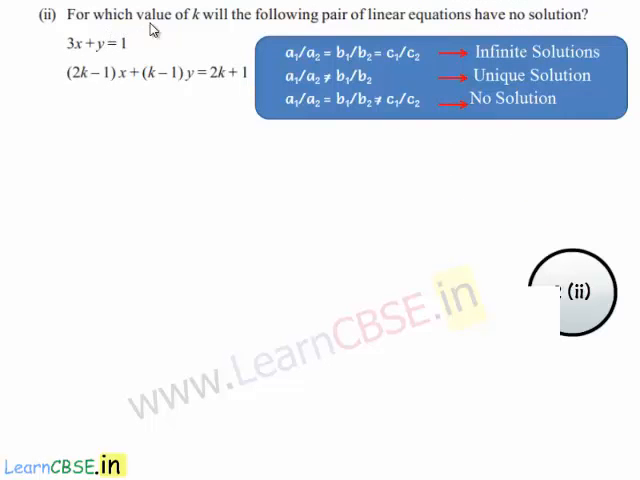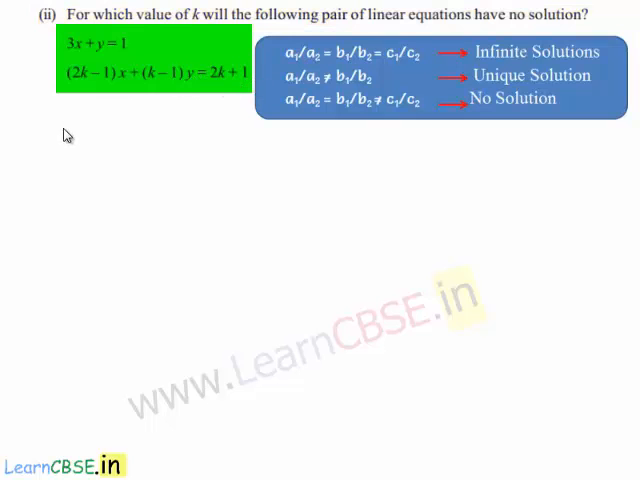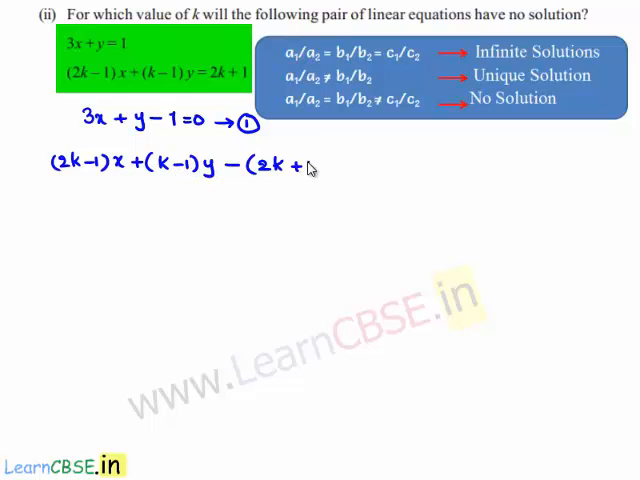Coming to the second bit, for which value of k will the following pair of linear equations have no solution? The first linear equation given is 3x plus y is equal to 1, and the second equation is 2k minus 1 times x plus k minus 1 times y is equal to 2k plus 1. So the given equations can be written as 3x plus y minus 1 is equal to 0, this is equation number 1, and 2k minus 1 times x plus k minus 1 times y minus of 2k plus 1 is equal to 0, this is equation number 2.